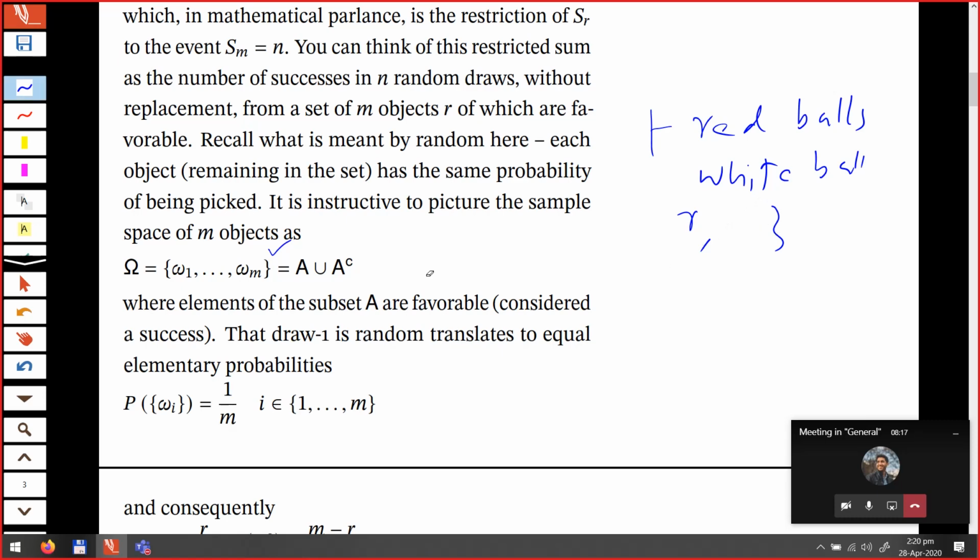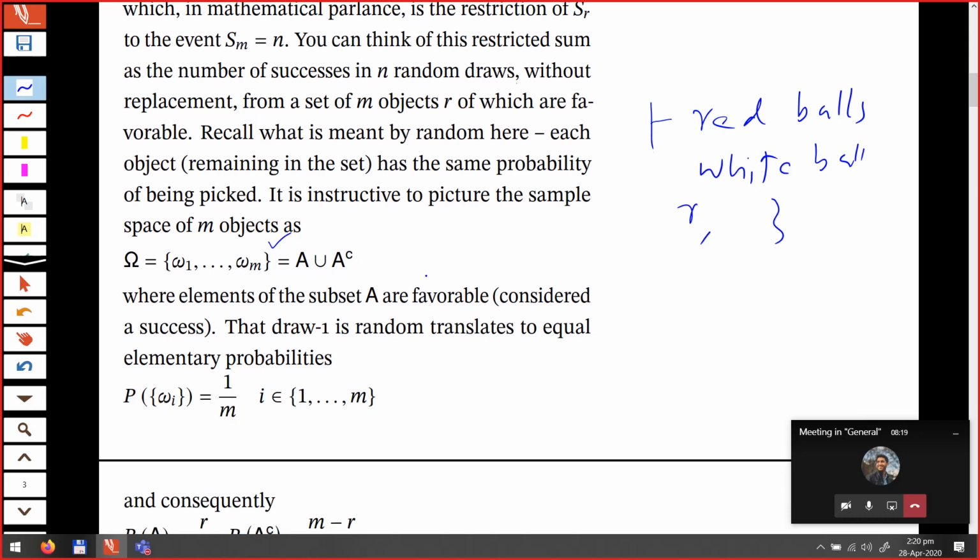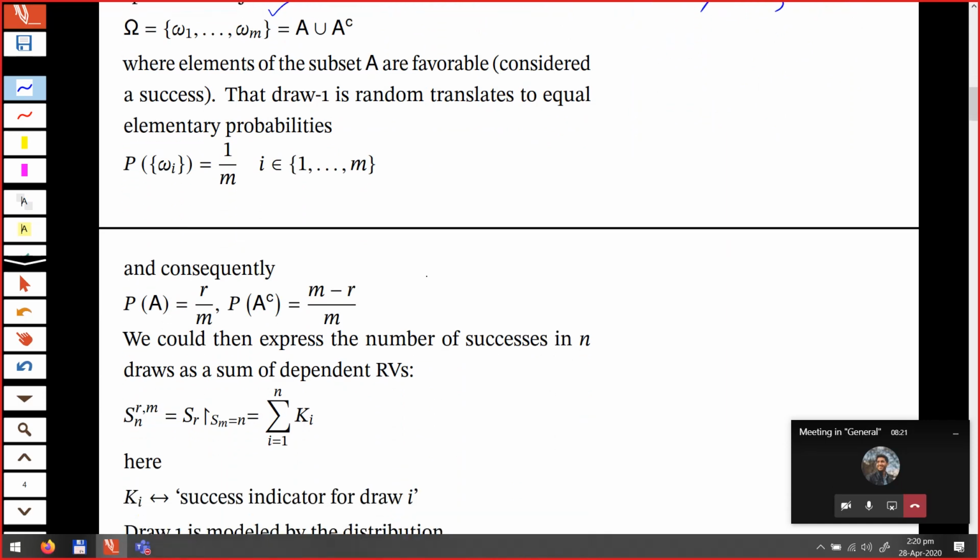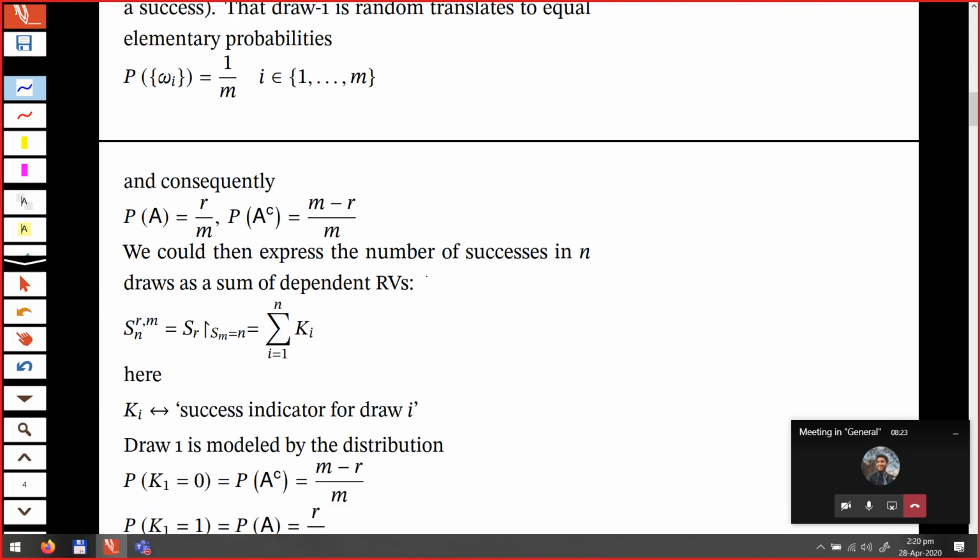So because we are randomly picking, each element has a probability 1 over m of being picked or selected, and then the probability of success. So A represents the success, A complement represents the failure, R over m is the success probability, m minus R over m is the failure probability.